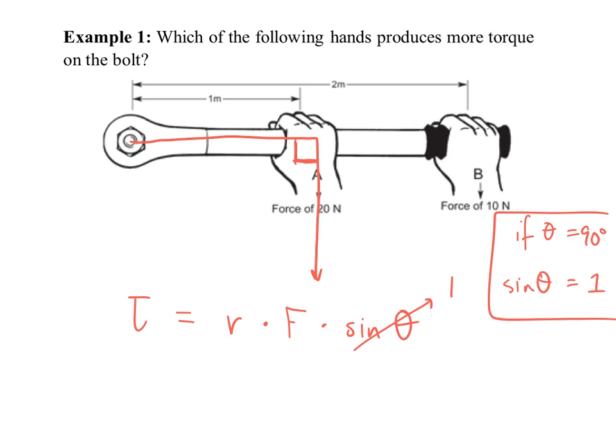That's always the case. Whenever theta is 90 degrees, the sine of theta is 1. So when the force applied is perpendicular to r, the distance between them, all we have to do is r times F. We don't need the angle if it's 90 degrees because the sine of 90 is 1. So in this scenario, it's pretty easy. Which of these produces more torque on the bolt?